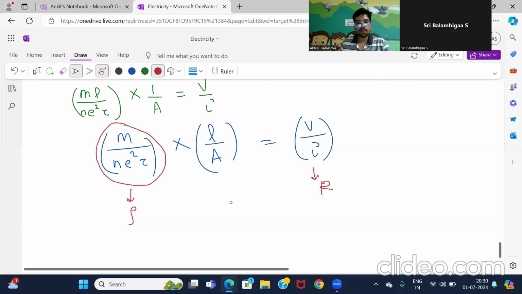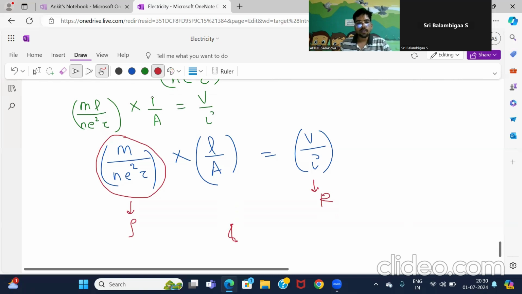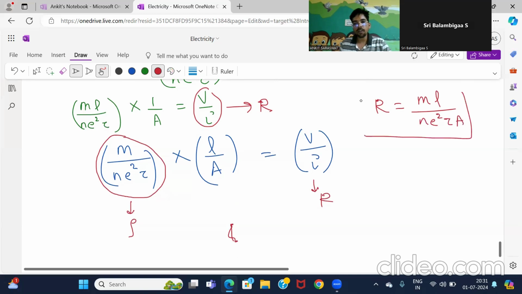R is equal to what is that? Actually, this is R. Clear? Yes, sir. And this value of R will be how much? R is m L by N e square tau A. This is the value of R. This is resistance.